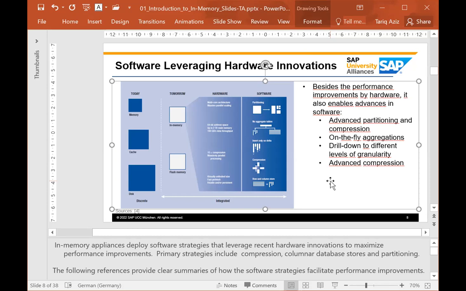We can drill down to any information. Before, we had limited choices for doing analysis. But now, since we have the whole detail of the database, we can go for any detail, any kind of report.